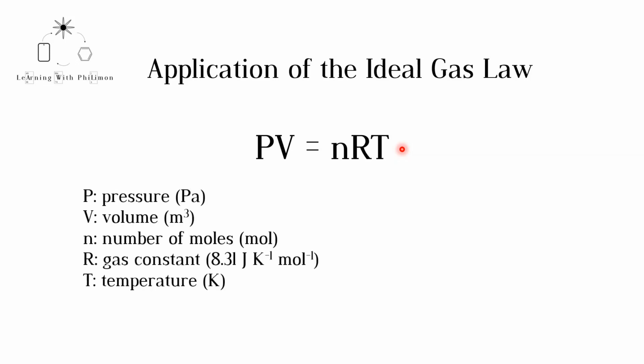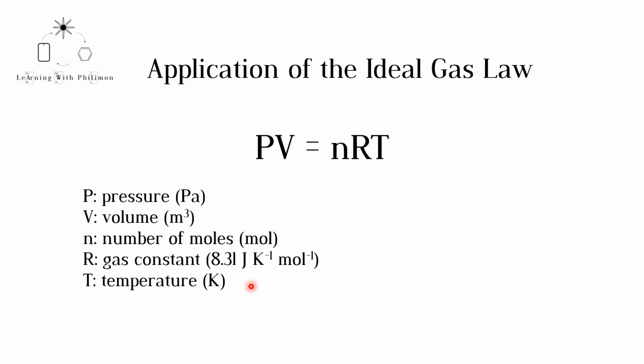P stands for pressure and is measured in pascals, Pa. V stands for volume and is measured in meters cubed. n stands for number of moles and is measured in mol. R is the gas constant, which is equal to 8.31 joules per Kelvin per mole. This constant can be found in the IB data booklet. T stands for temperature and is measured in Kelvin, K.